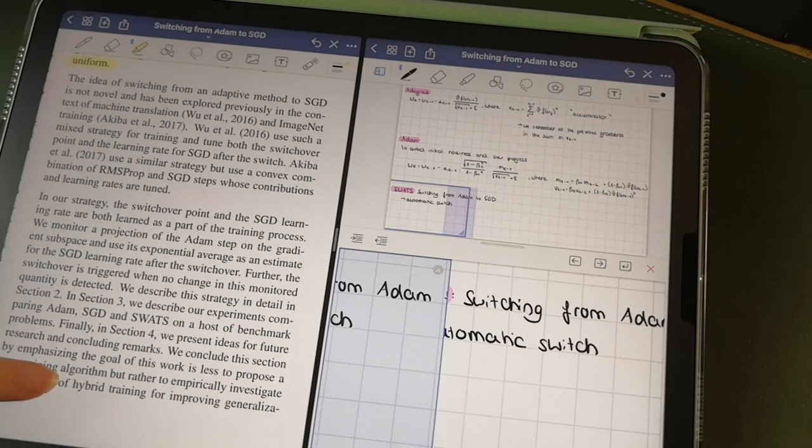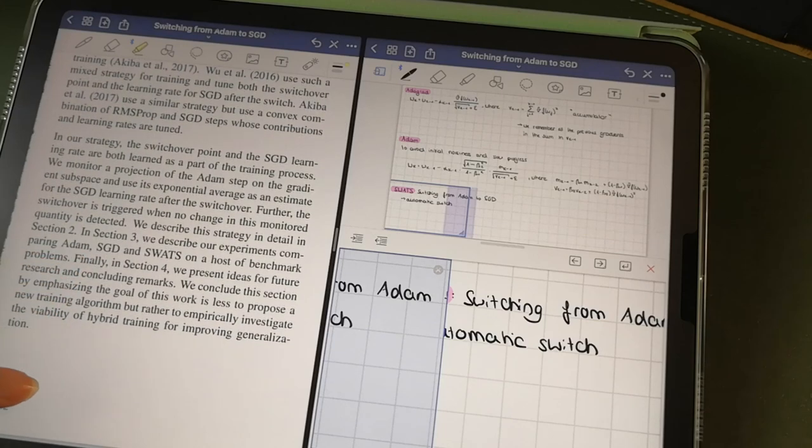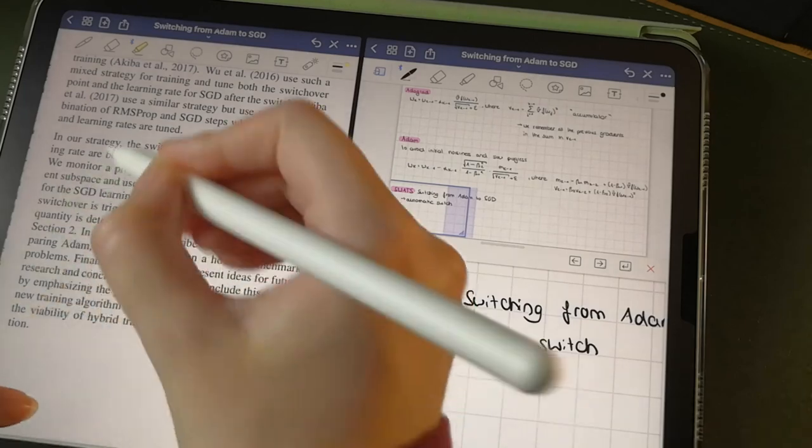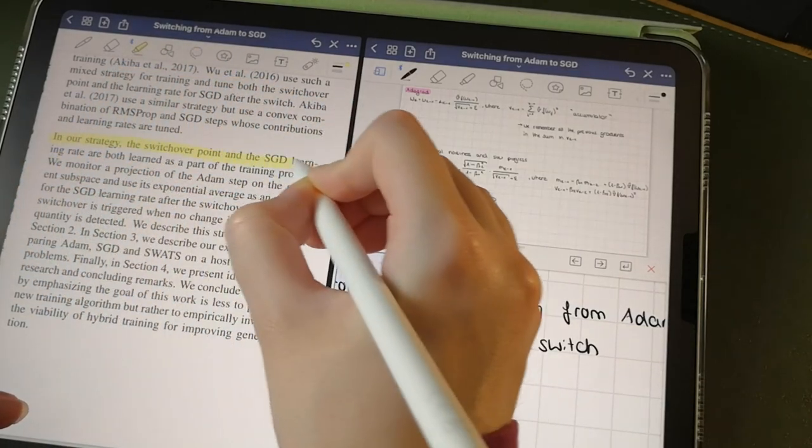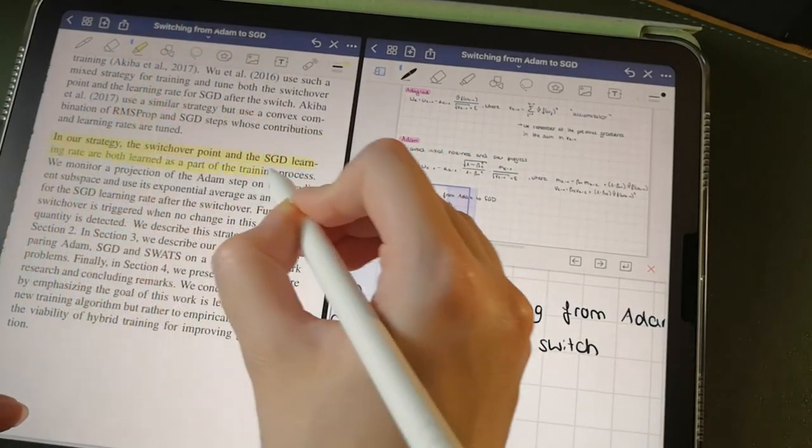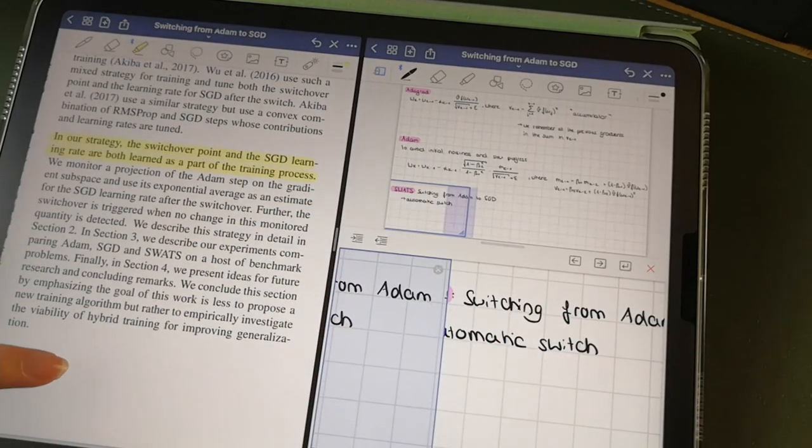In our strategy, the switchover point and the SGD learning rate are both learned as part of the training process. We monitor a projection of the Adam step on the gradient subspace and use its exponential average as an estimate for the SGD learning rate after the switchover. Further, the switchover is triggered when no change in this monitored quantity is detected. We describe the strategy in detail in section 2.